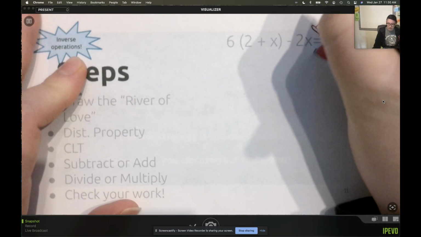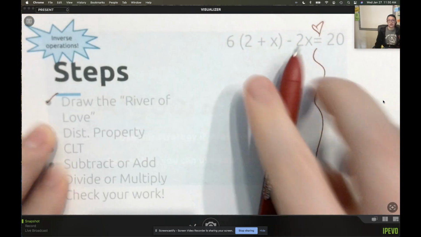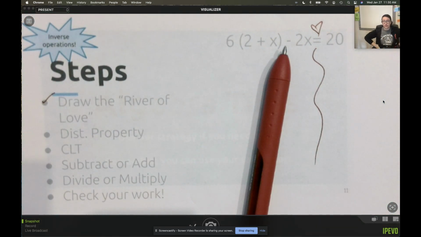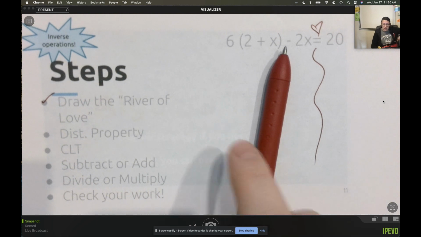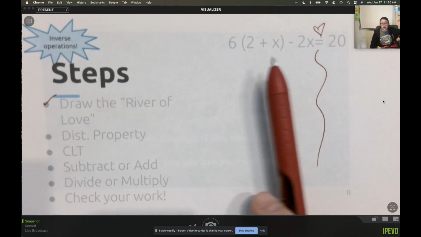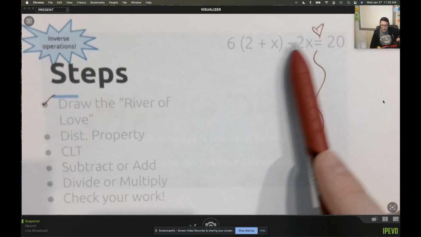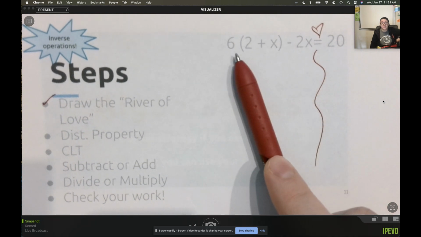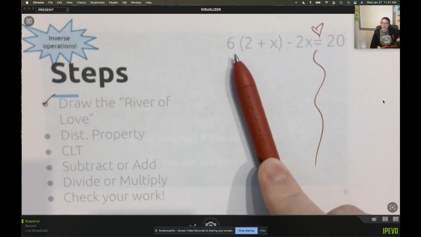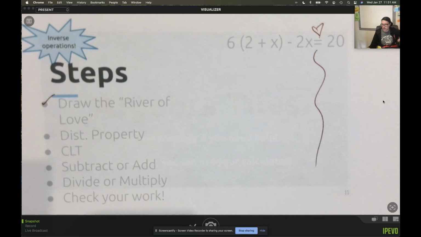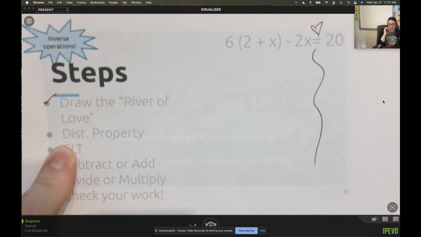We got this. We're going to start off with our river of love because that's what we're best at. We know we need to make sure we're doing the same thing to both sides, and we like that reminder. Before I can start moving anything over here, before I can combine those terms, I first have to do the distributive property. We had some problems like this back in the first or the second quarter when we were learning this initially. So I hope you guys remember it. So I need to do the distributive property first.